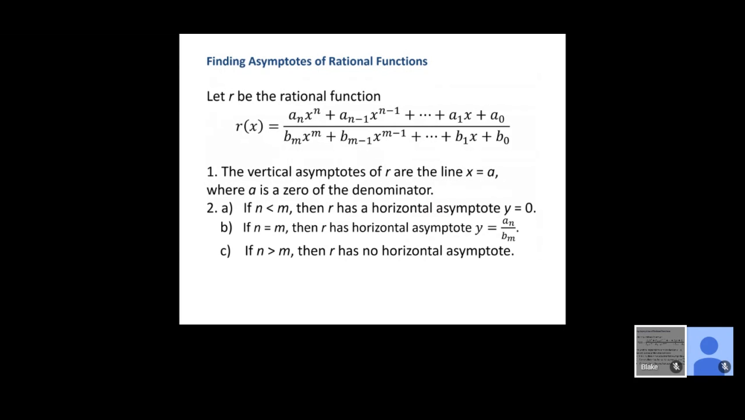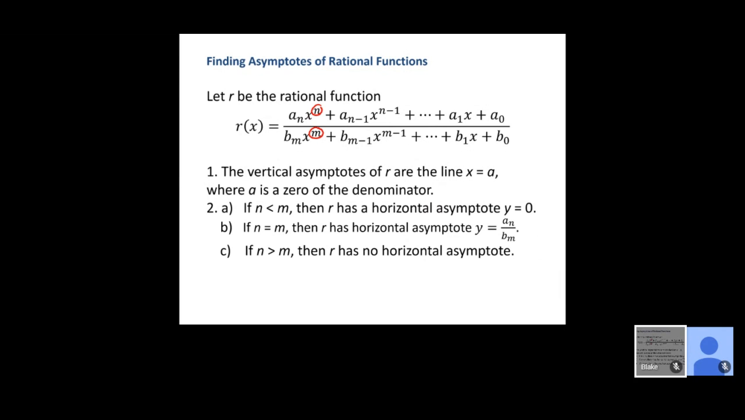Now, in terms of horizontal asymptotes, we have three criteria, three rules that we're going to look at. If n is less than m, and notice here, n is the degree of the numerator, m is the degree of the denominator. So if the numerator's degree is less than the degree of the denominator, then R has a horizontal asymptote at y equals 0. Okay, so if the exponent in the numerator is smaller than the exponent in the denominator, automatically horizontal asymptote y equals 0.